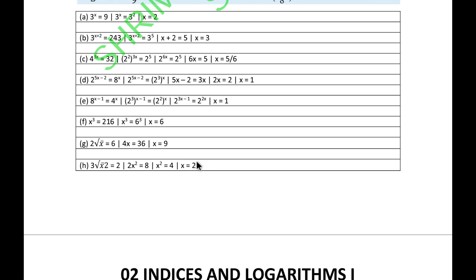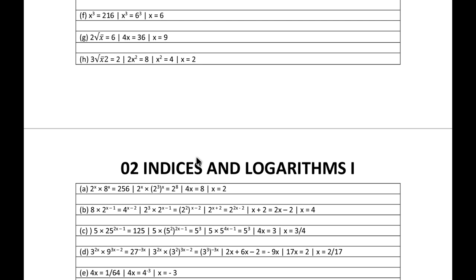And always make sure you can write plus or minus 2. Even writing x equals 2 is fine, but it's better if you write plus or minus 2.